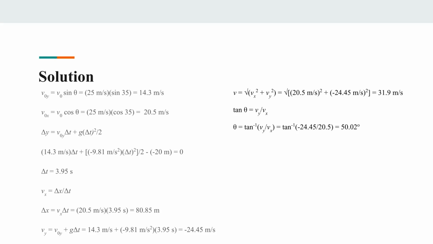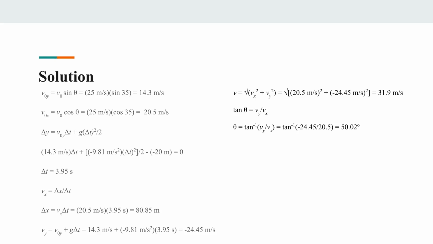All right, so we're asked to find the final velocity, right? It's not much different than the last example. Just you have a V naught y, so you have to use a full formula over here. Vy equals V naught y plus g delta t, or a y delta t. That equals 14.3 meters per second plus negative 9.81 meters per second squared times 3.95. You get about negative 24.45 meters per second.